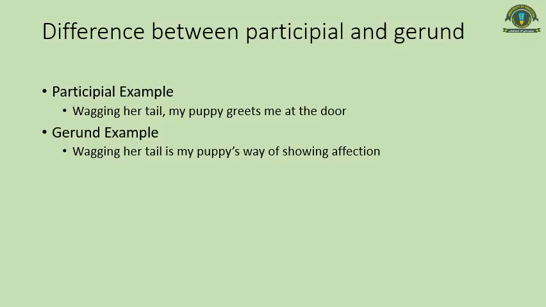So in this slide again, the example is given to differentiate between participle and gerund. The participle example is wagging her tail, my puppy greets me at the door, and the gerund example is wagging her tail is my puppy's way of showing affection.